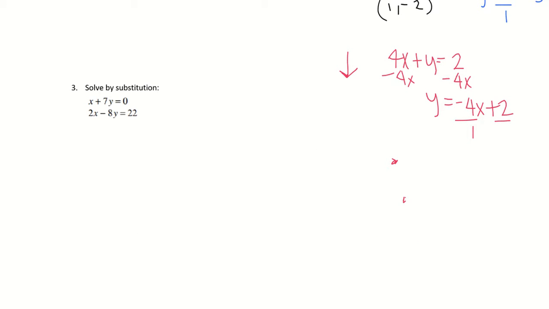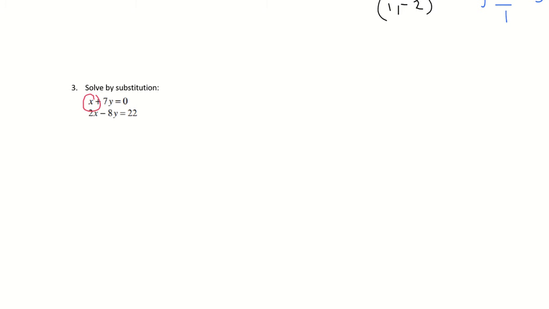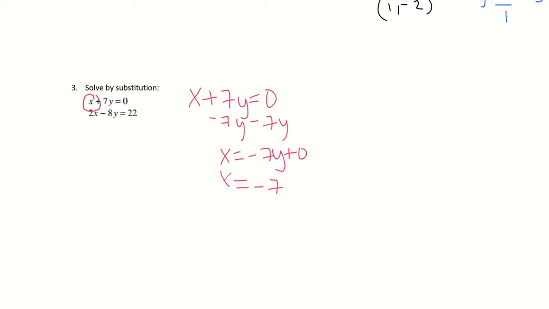Okay, now substitution example number 3. To solve by substitution, we want to look for the loneliest variable, or the one without numbers in front of it. Here that is x. And then we solve for that variable in that equation. So x plus 7y equals 0. When we solve for x, we'd subtract 7y from both sides and get x equals negative 7y plus 0. Which we can just write as negative 7y.